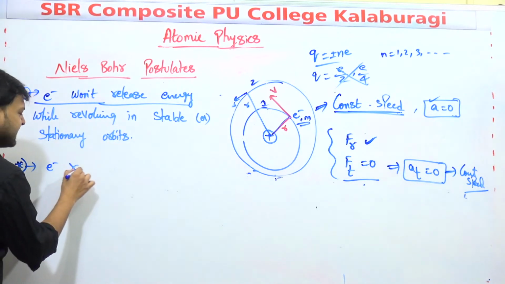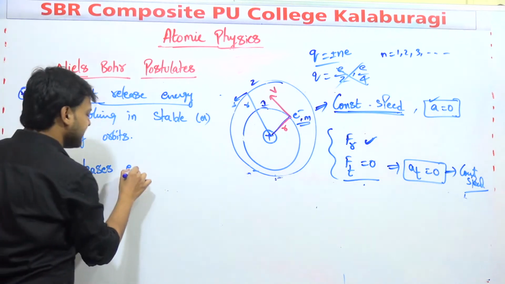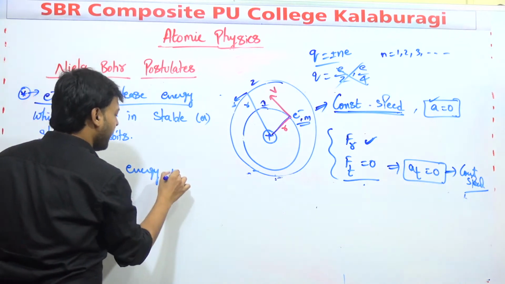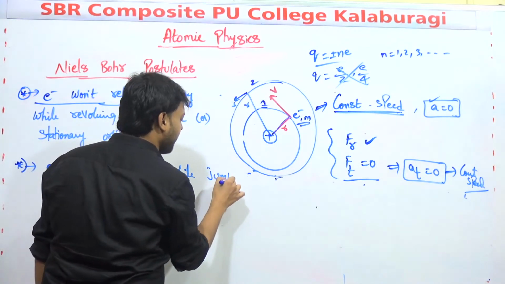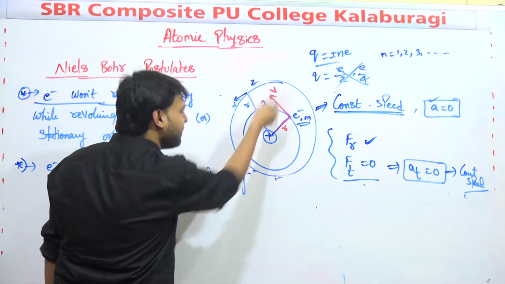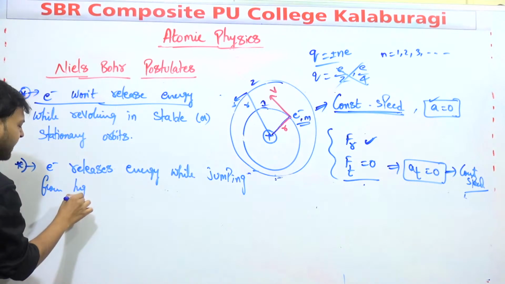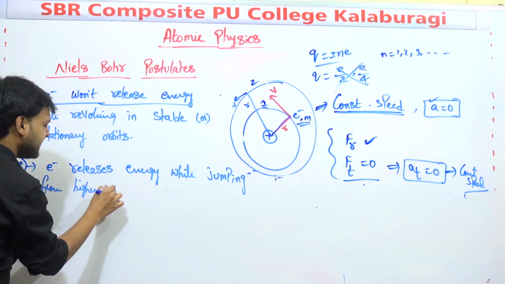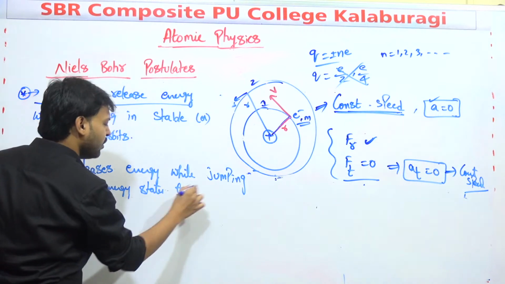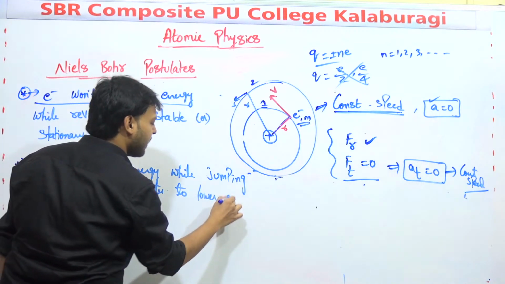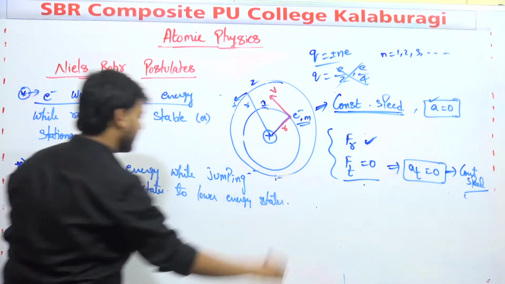Electrons release energy while jumping from higher energy states to lower energy states. Clear about the point?